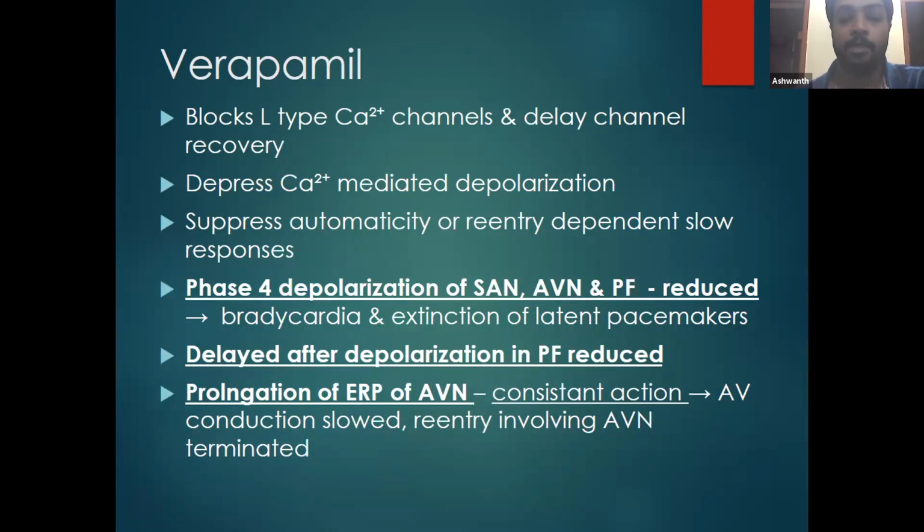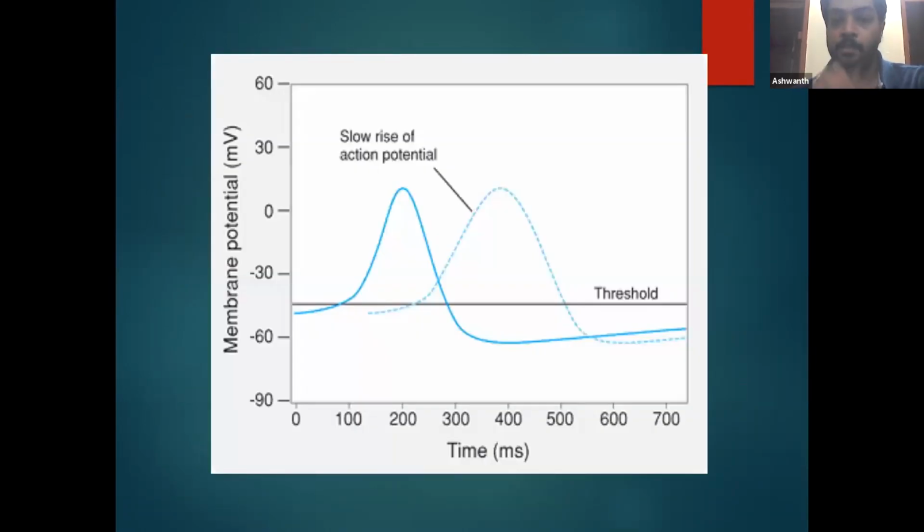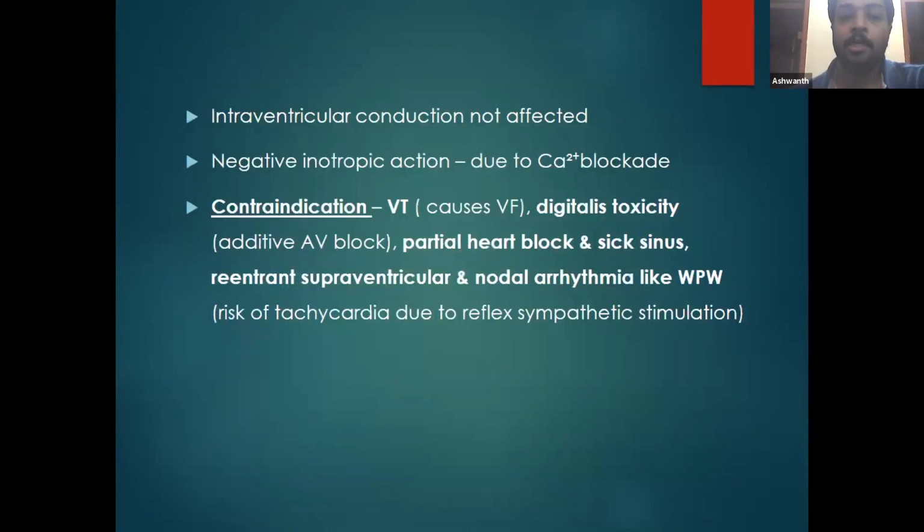Prolongation of the effective refractory period of the AV node leads to a consistent action on the AV node, and AV conduction is slowed. Re-entry involving the AV node is terminated. There is slow rise of the action potential, and intraventricular conduction is not affected. It has a negative inotropic action due to calcium blockade, and is contraindicated in case of VT. It can cause VF in digitalis toxicity, partial heart block, sick sinus syndrome, and reentrant supraventricular and nodal arrhythmias like WPW.